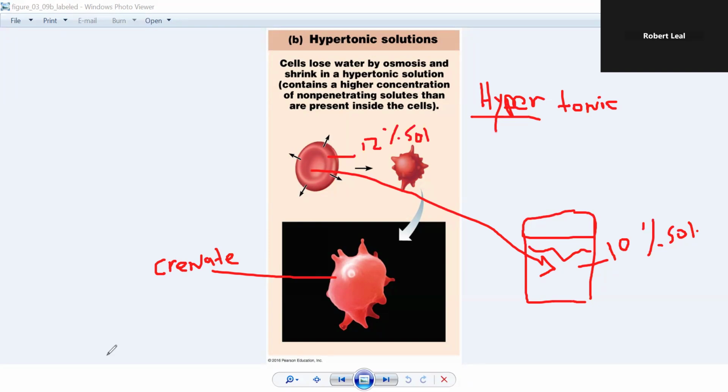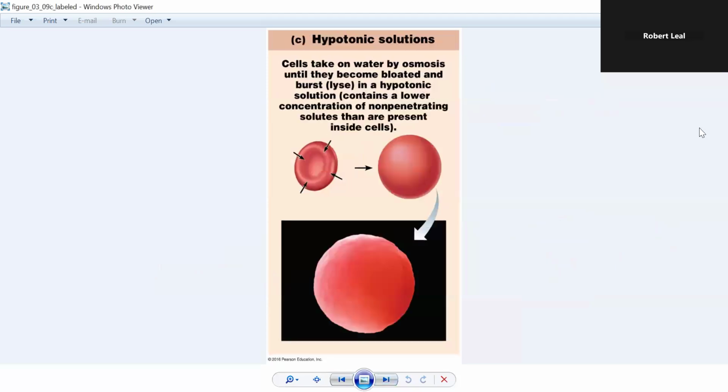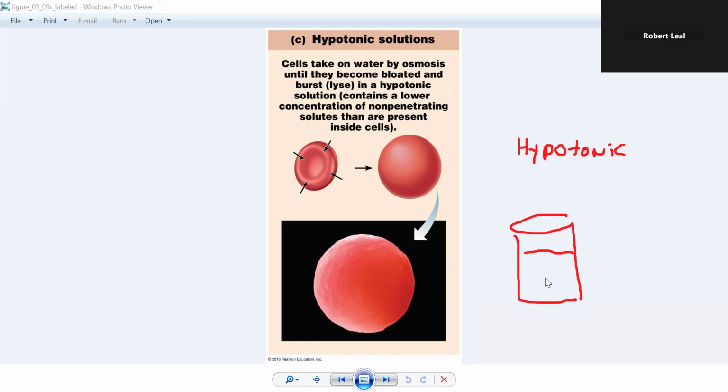All right, erase this. Go to the next scenario. And what would happen in your cells if you were to introduce a hypotonic solution? The prefix hypo means less of, so a solution that would have less solutes in comparison to what's in your cell. All right. Well, let's just say this container of water has no solutes. It's all water, 100% water, no solutes.